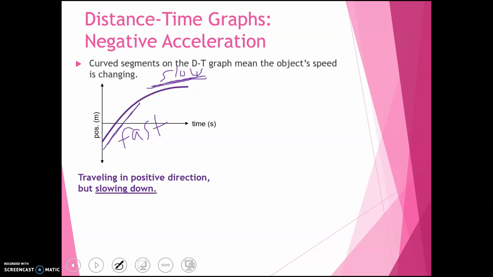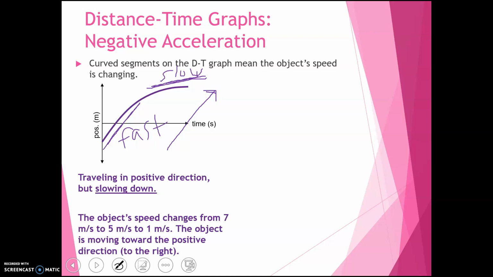And the object is traveling in the positive direction because we have this positive slope of our graph where our object is moving to the right. So the object speed changes from maybe 7 meters per second to 5 meters per second to 1 meter per second. The object is moving towards the positive direction, so the object's moving to the right or north.